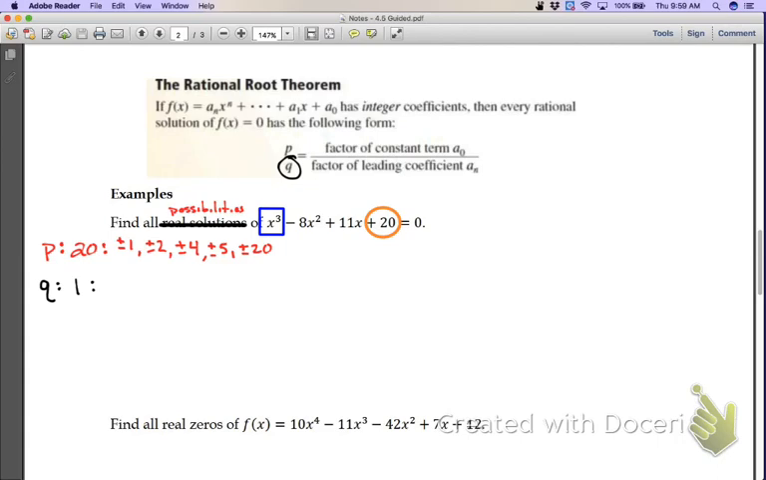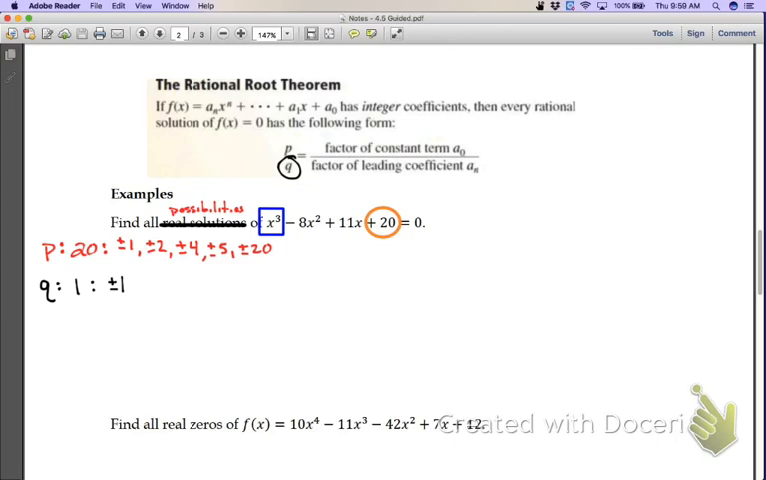What are all my factors of 1? 1. Plus positive 1, negative 1. Now, you can do this a couple different ways. Usually what I do is I kind of shorten everything up, but I'm going to show you the long way first, and then I'll show you the short way second.